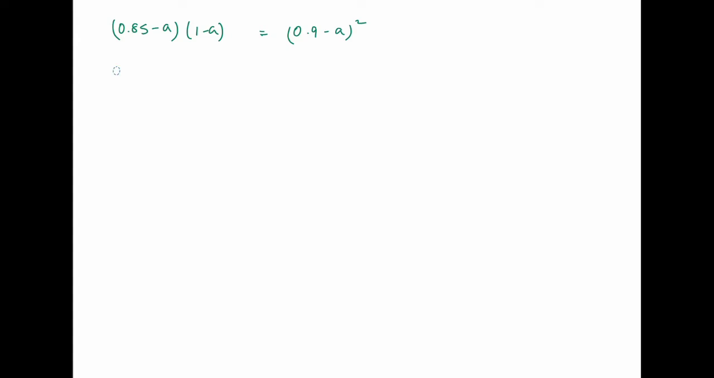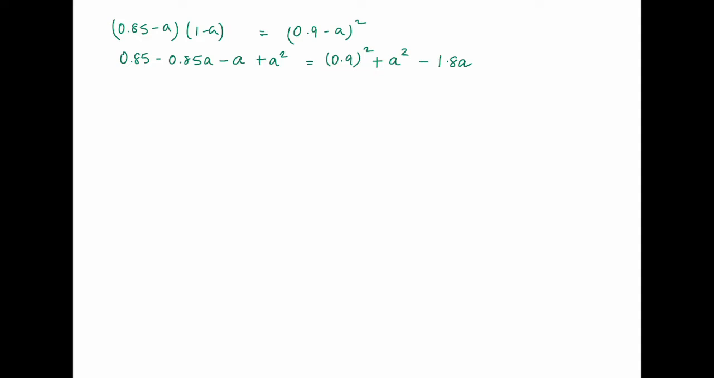So when you expand it, you get 0.85 minus 0.85a minus a plus a squared. And on that side you will have 0.9 squared plus a squared minus 1.8a.